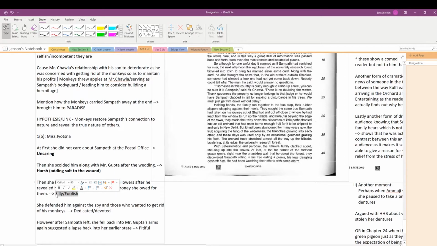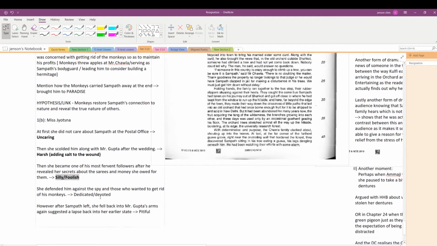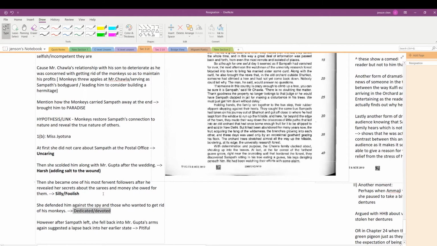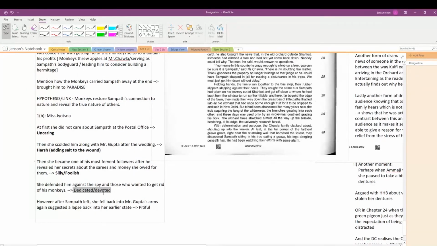Then this is a bit of a leap, but basically how she's actually quite foolish because she easily believed in him after he revealed her secrets while on top of the tree. If you remember that section where he started throwing everyone's secrets out of desperation. Okay. But then later I'll add that she actually became quite dedicated or devoted to him because she defended him against the spy and those who wanted to get rid of the monkeys. She was firmly in the keep the monkey camp.